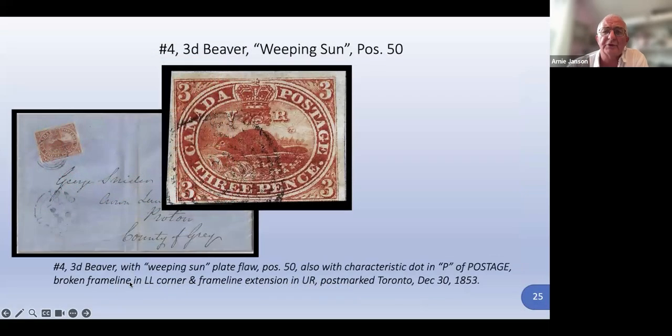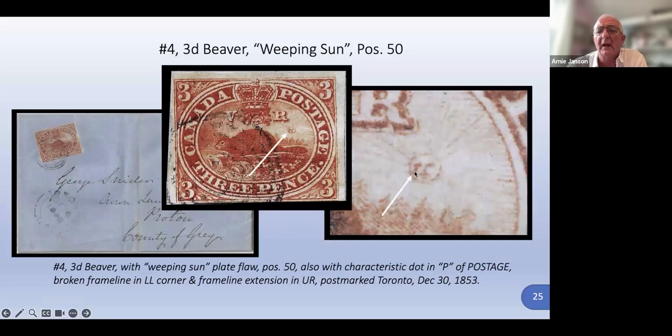The Weeping Sun from position 50 is on cover. And here what we're looking at is just this little teardrop coming down from the sun's eye. This is not a re-entry at all. This is just a simple plate flaw. Something marked the plate and dented it, and as a result, there's ink now depositing in that little spot. Mishandling presumably caused that. The Weeping Sun, position 50.